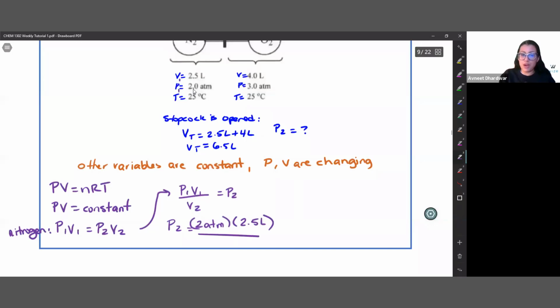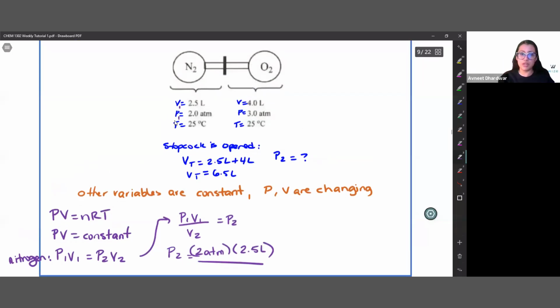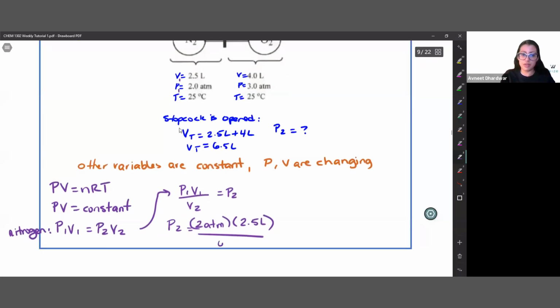And the final volume, the volume in the second scenario, is the total volume. Once the stopcock opened, nitrogen is now allowed to take up that entire volume, so we're going to use that 6.5 liters here. And what you should get when you plug that in is that the partial pressure of nitrogen is 0.77 atm.